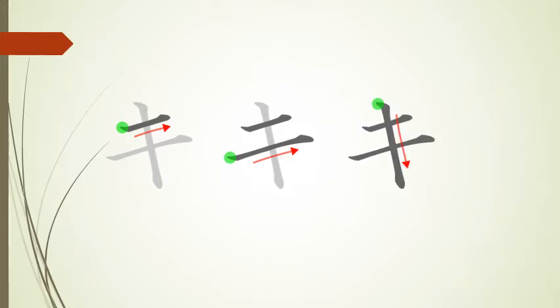Our next katakana is ki. We start off with a short slanted line going from left to right and bottom to top. For our second stroke, we have a second slanted line beneath the first, also going from left to right and bottom to top. Then we have one more line going from left to right and top to bottom that intersects with our first two strokes.